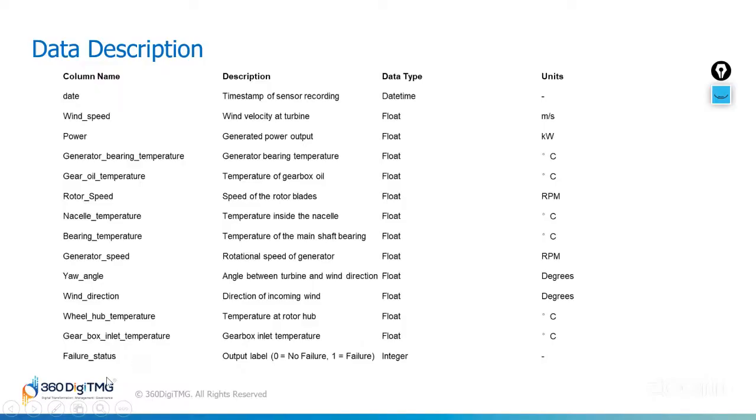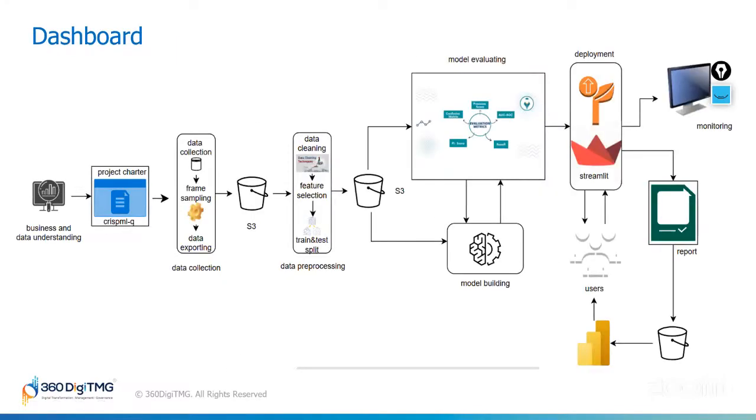Failure status: because of these features, will our wind turbine fail or not? So will failure happen or not? If the failure happens, we have designated failure as 1 and no failure as 0. So we have a binary class classification. Two classes are there, failure or no failure.